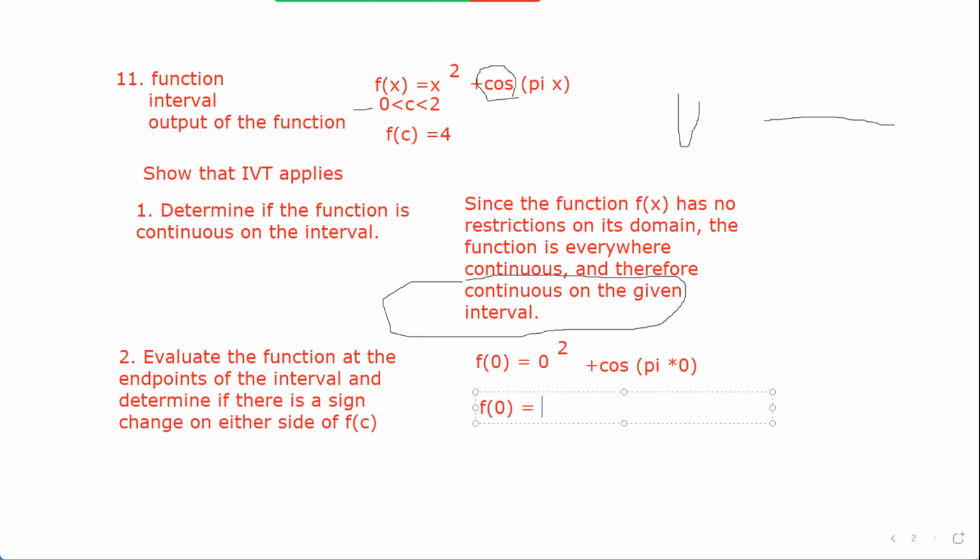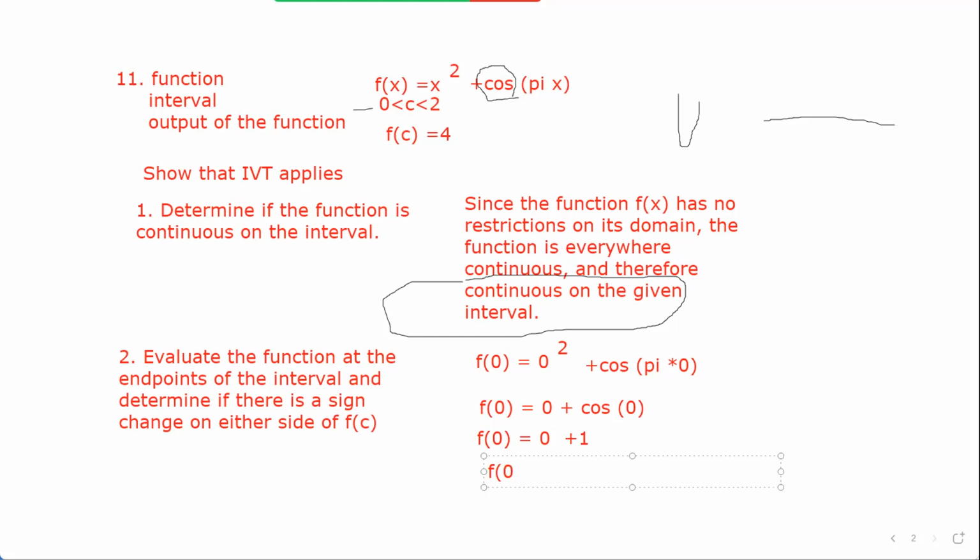I'll write it out so you can study it later. This is 0 plus the cosine of 0, because pi times 0 is 0, right? And I told you, if you memorize one trig fact, cosine of 0 and sine of 0 would be helpful to you. You can always use the unit circle. Cosine of 0 is 1, so you have 0 plus 1, which is 1. Okay. f of 0 is 1.